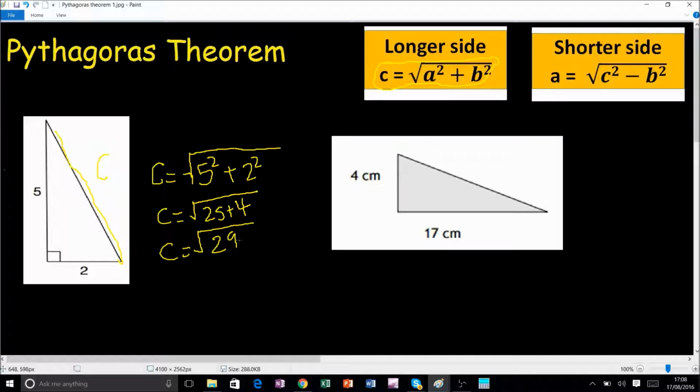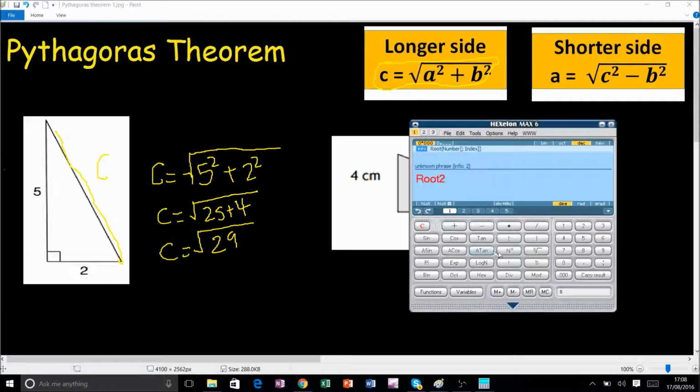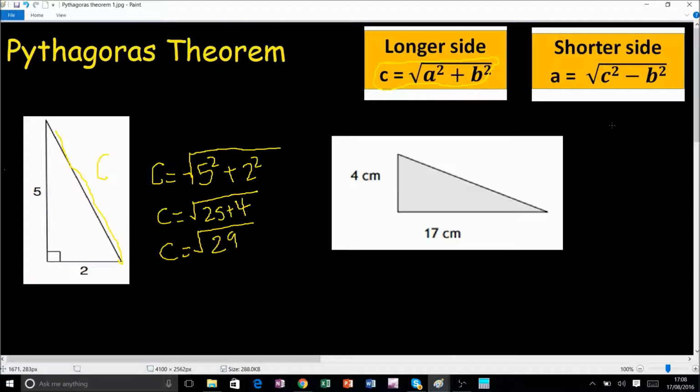Now what is that? Let's use our calculator for that. The square root of 29, close bracket, gives 5.385. If we round it to 2 decimal places, we'll just leave it at 5.385, something like that, 2 decimal places actually.